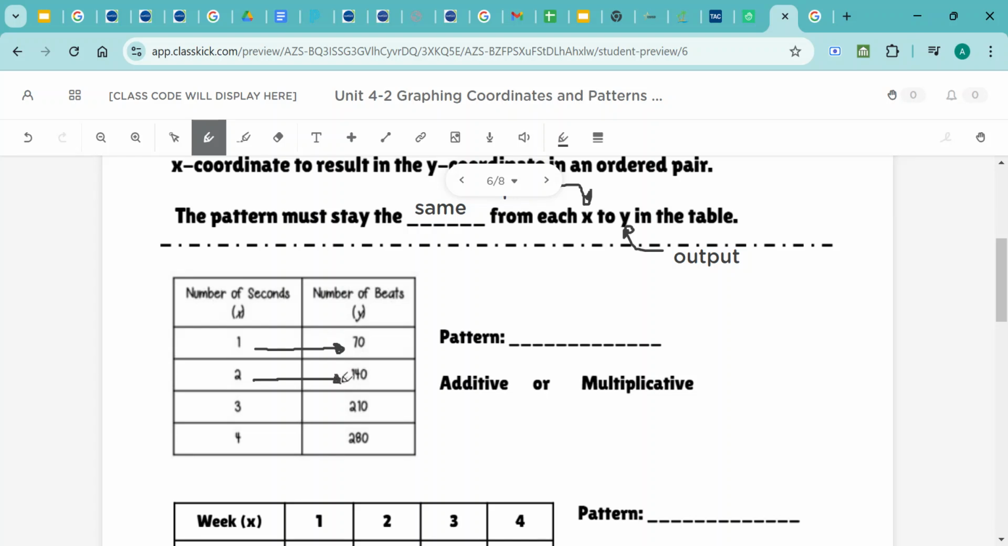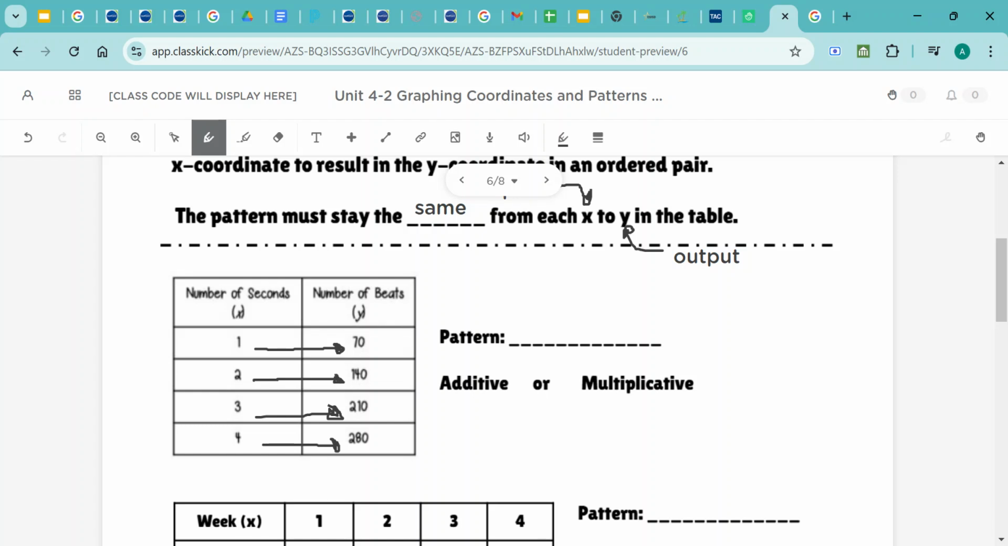We need to apply our rule, or our pattern, and we need to get our output. And this needs to work all the way down. Our rule needs to work all the way down, because it's a pattern. This would not be called a pattern if we're doing something different the whole time, right? So we need to think, what can I do with 1 to get to 70? Could I add a number? Sure, I could add 69, but then that rule's got to be done all the way down.